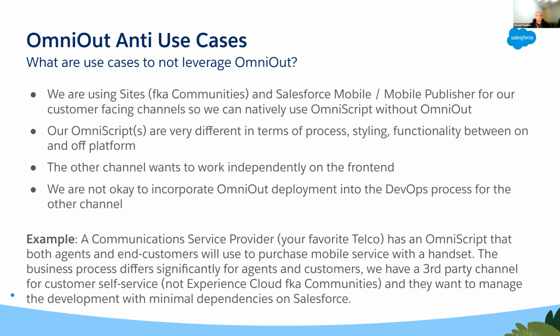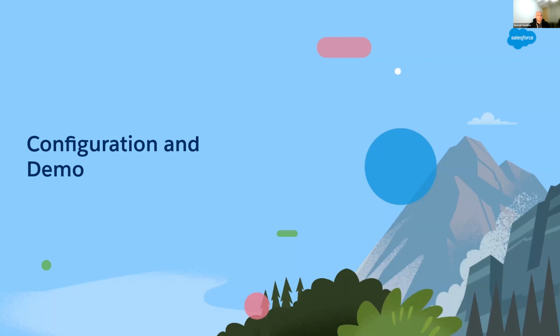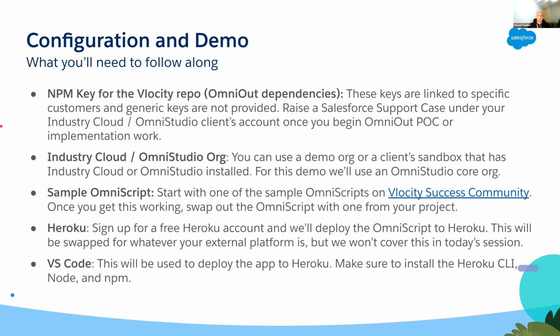So that's what I want to share in terms of theory. Hopefully you have a decent understanding of what OmniOut is, where we would use it, where we would not use it. Now Evelyn will take us through how to actually, hands-on configure it, how to take an OmniScript and deploy it via OmniOut. So Evelyn, I will stop sharing. Actually, could you take us to the next slide? Yes. Yeah, if you want to speak through this.